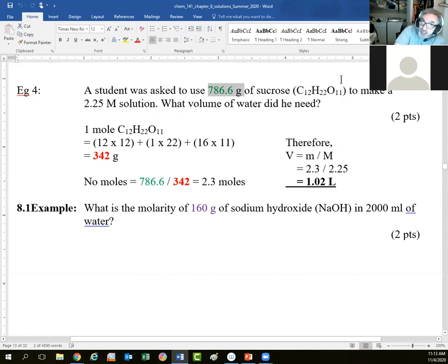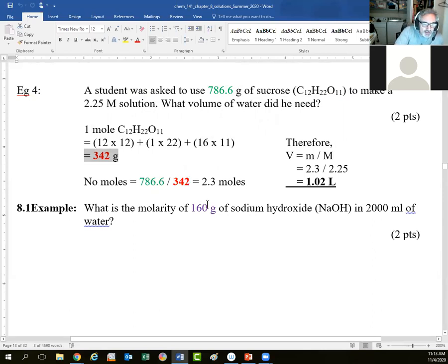And we've already done that in chapter 5. So we work out the mass for 1 mole, given the formula in the question. 12 grams for carbon, times 12, because there's 12 atoms in the formula. 1 gram for hydrogen, times 22, because there's 22 in the formula. 16 grams for oxygen, times 11, because there's 11 in the formula. So we get a molar mass of 342.